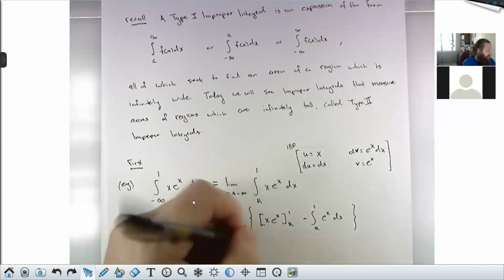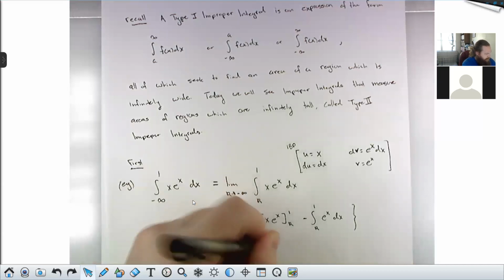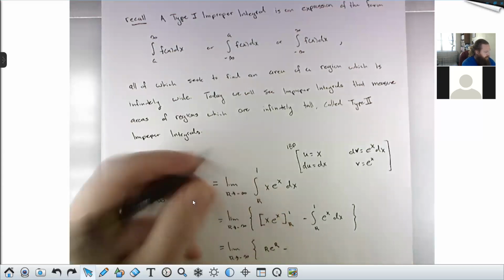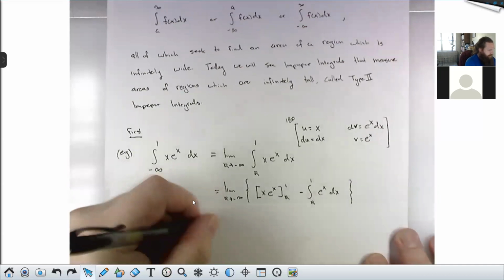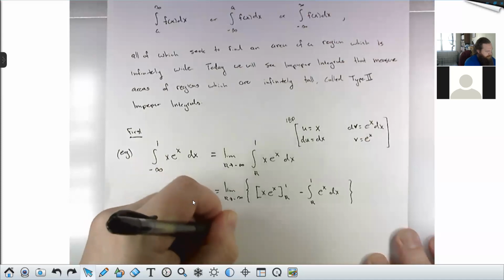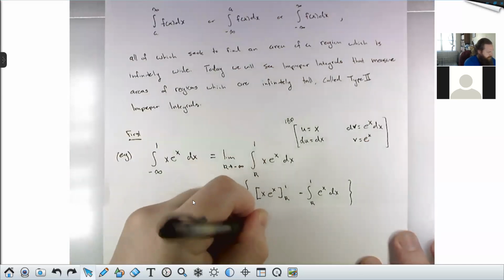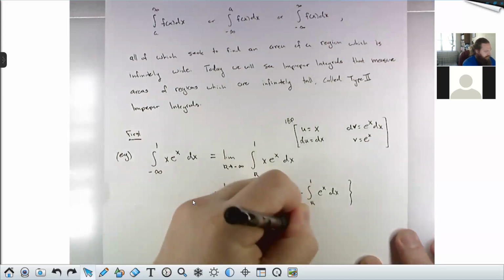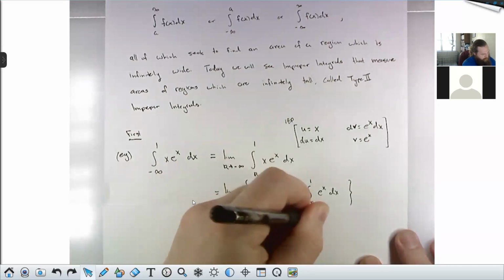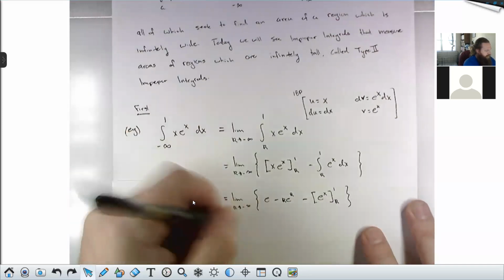When r goes to negative infinity, this piece evaluated between r and 1 will give me r e to the r. Oops, sorry, let me do this backwards. Let's try that again. Yeah, the upper bound is 1. I started plugging in the lower bound first. That's wrong. 1 times e to the 1 is just e, and then we'll have minus r times e to the r. That's that first bracketed piece. And then this is the integral of e to the x from r to 1. Before I take my limit, I'll probably go ahead and just evaluate that because it's easy.